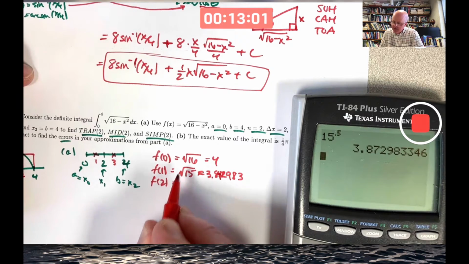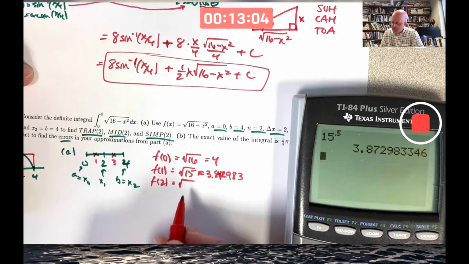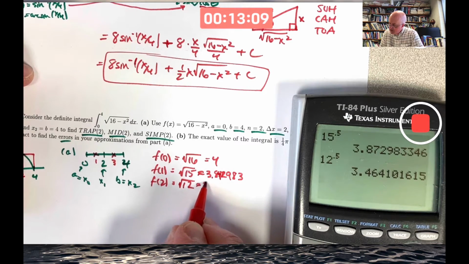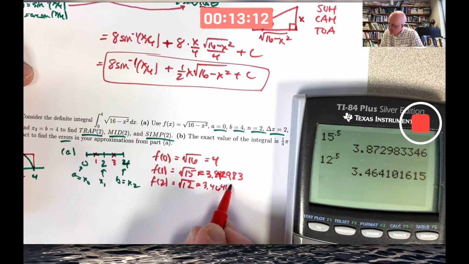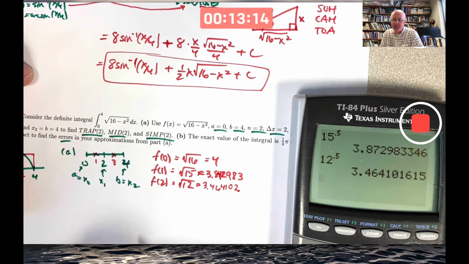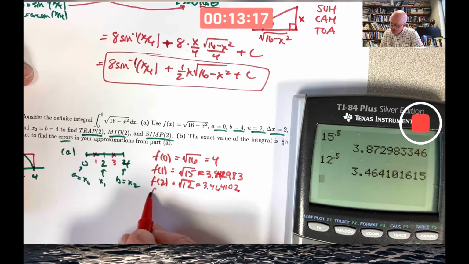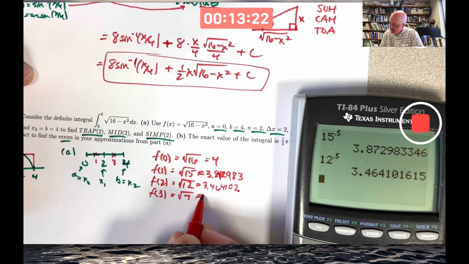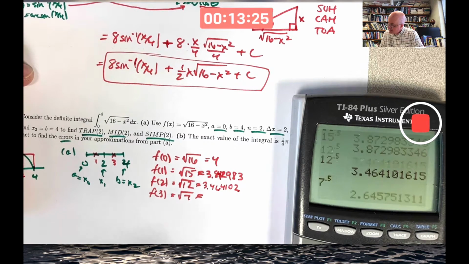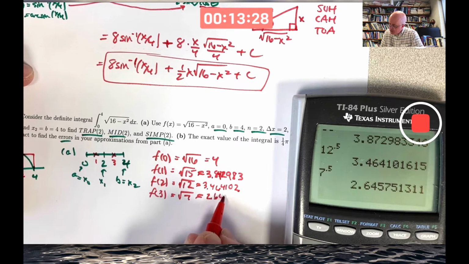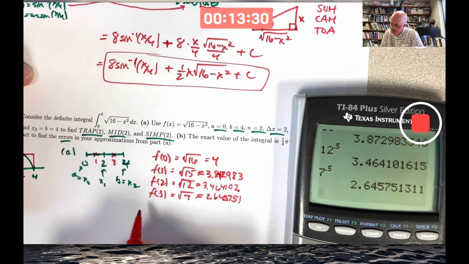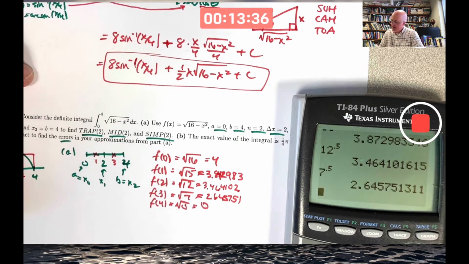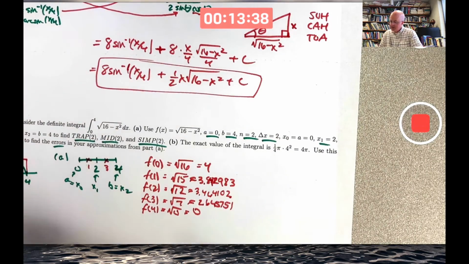f of 2 is going to be the square root of 16 minus 4, which is the square root of 12. 12 to the 1/2 power is about 3.464102, if I round to 6 places after the decimal. f of 3 is going to be the square root of 16 minus 9, which is the square root of 7. 7 to the 1/2 power is about 2.645751. And finally, f of 4 is nice. That's the square root of 16 minus 16, the square root of 0, which is 0. All right.